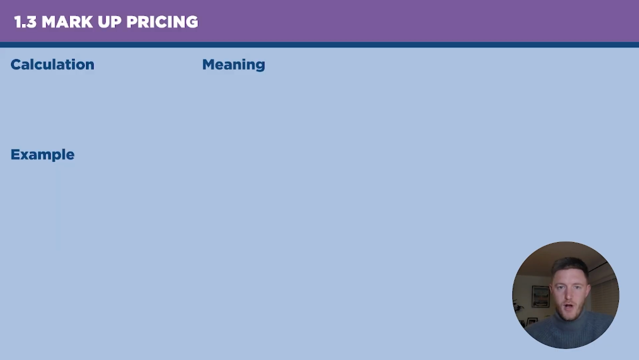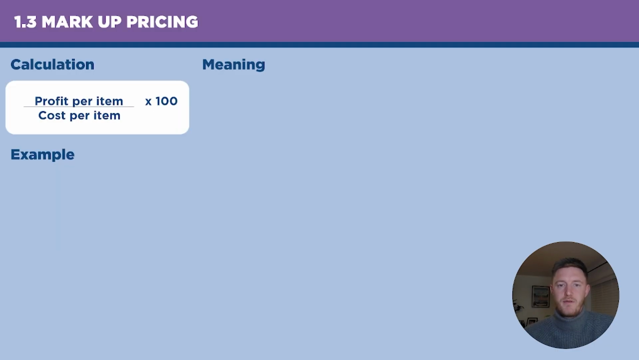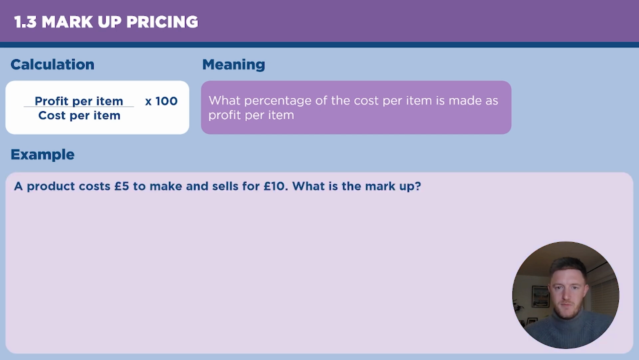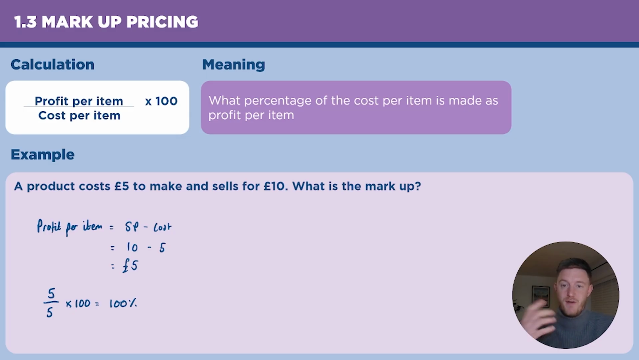It's really straightforward. Markup pricing is the profit per item divided by the cost per item. It's basically what percentage of the cost per item is made as a profit per item. So that'll make more sense when we do the example. If a product costs £5 to make and sells for £10, what's the markup? The profit per item is the selling price minus the cost, so 10 minus 5 is £5. Then we just do profit per item divided by cost per item. So £5 profit per item divided by the cost is 100%. So basically there's a 100% markup. You've taken 100% of the cost and added it on top to get the selling price of £10.